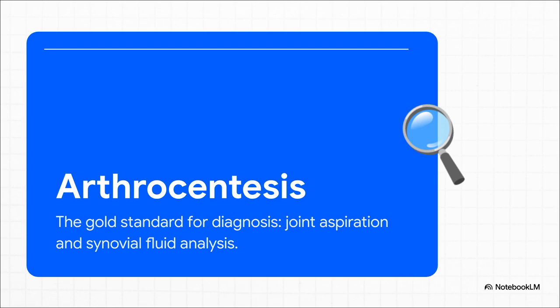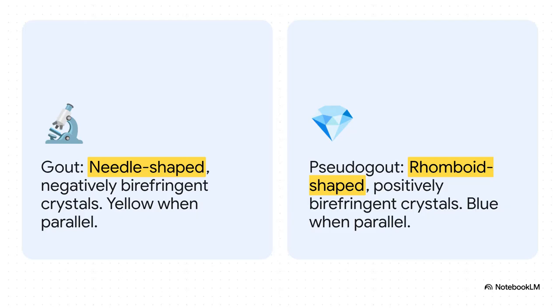Plus, it's absolutely crucial for ruling out a septic joint. Okay, this is your classic boards question right here. Under a polarized light microscope, gout crystals are needle-shaped and negatively birefringent. A great little trick to remember this is that they look yellow when they're lying parallel to the axis of the polarizer. Keep that in mind because we're going to contrast it with pseudo-gout in just a bit.